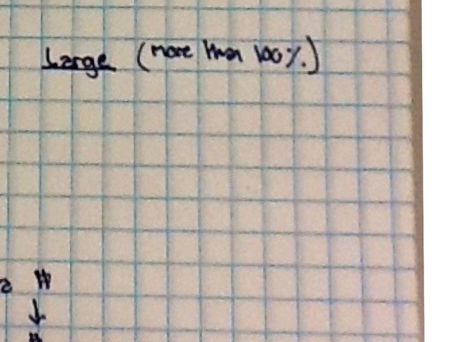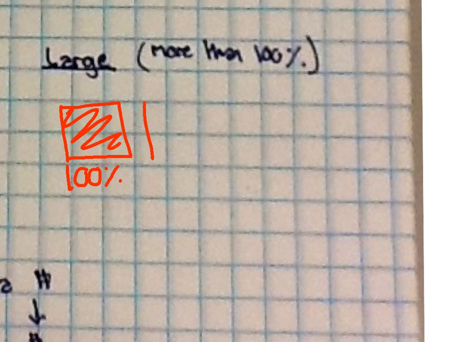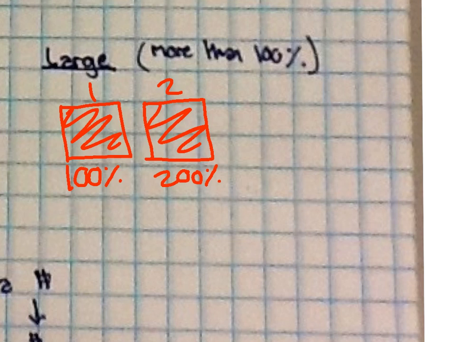Now on the flip side, large percents are pretty large. So don't write this part down. I just want to show you through pictures. Let's say you have this candy bar again. If you have one whole candy bar, that's 100%. If you have 2 whole candy bars, that's 200%. So 1 candy bar is 100%, 2 candy bars is 200%.